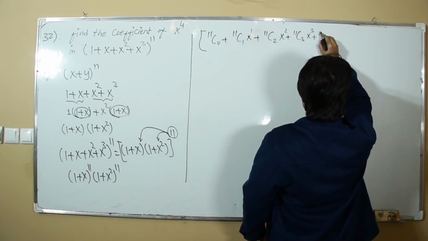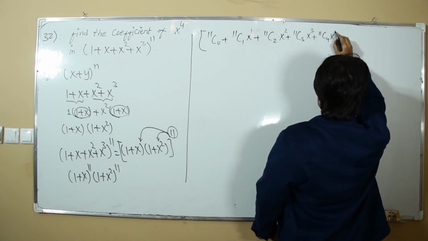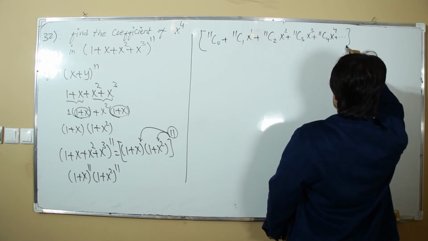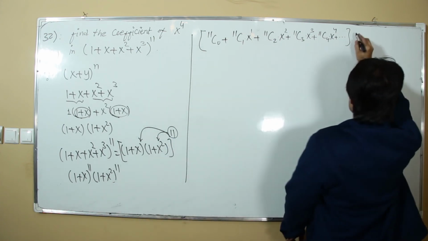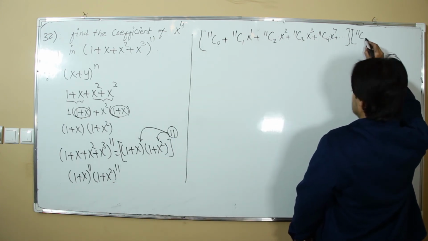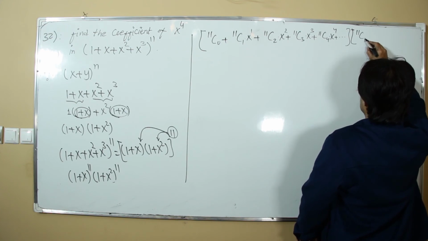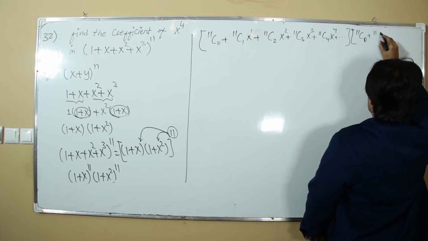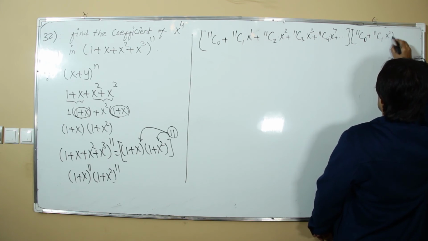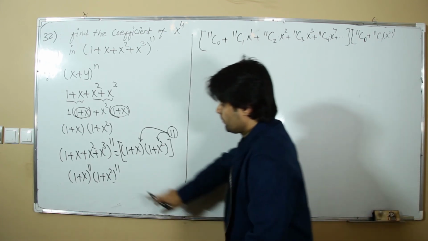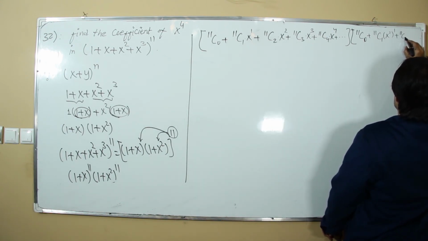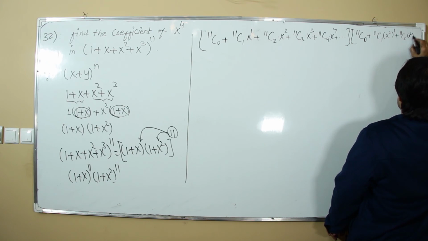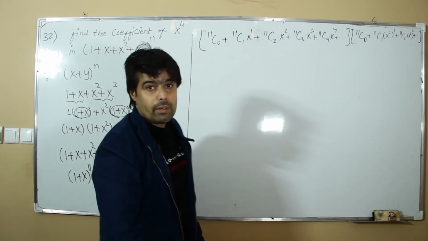And 11c4 x to the power 4 plus ... The next one, if we want to talk about this one, it would be 11c0 plus 11c1 x squared raised to the power 1. This term raised to the power 1. The next one is 11c2 x squared raised to the power 2 plus ... Am I right?